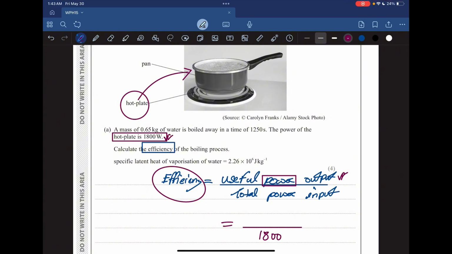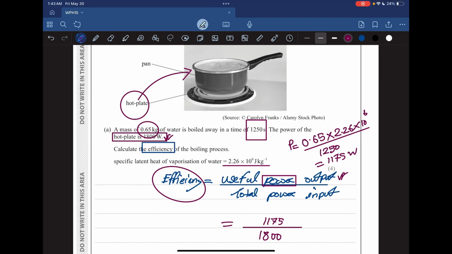So we know power is equal to work done divided by time taken. So here power is equal to, my work done will be the mass of water that is boiled times the latent heat of vaporization. So it will be 0.65 × 2.26 × 10^6 divided by the time taken, 1250, because work done divided by time taken, right? So our power output value will be 1175 watt.